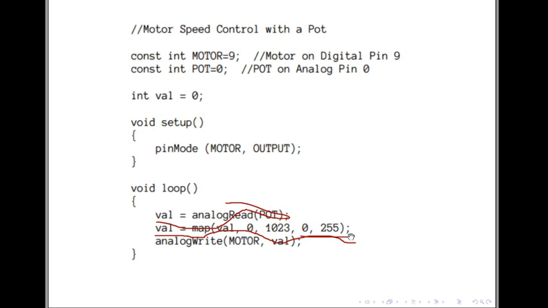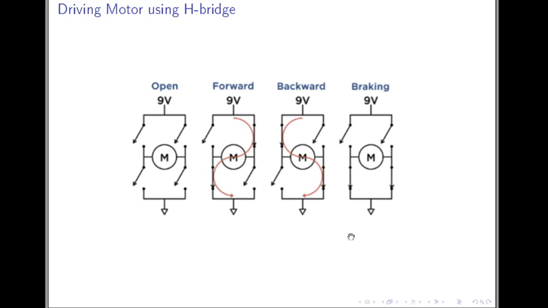And now driving the motor using the H-bridge. In this example, we are not only controlling the speed of the motor, but also changing its direction. So here this is done by using the H-bridge network.